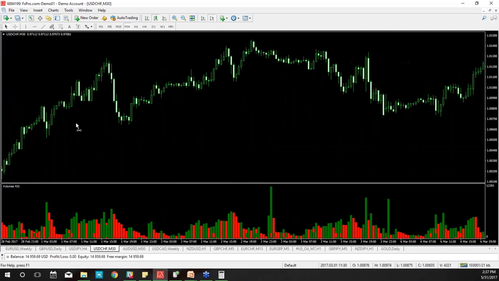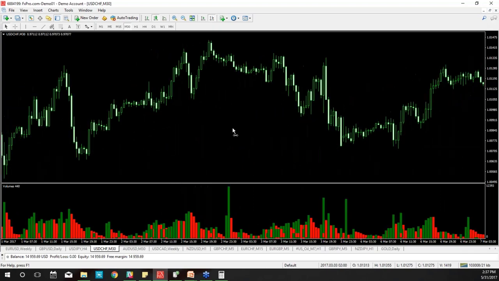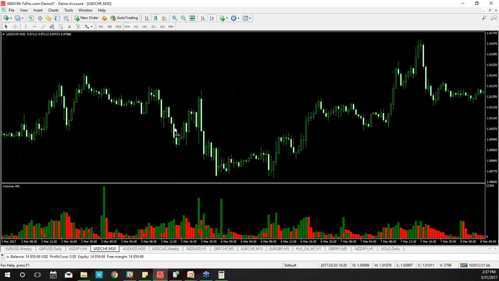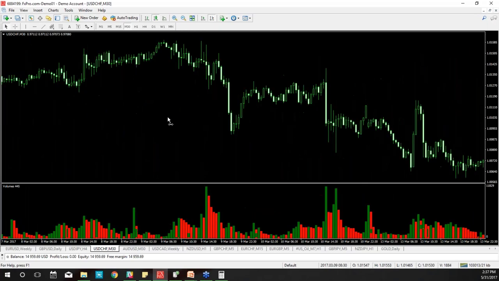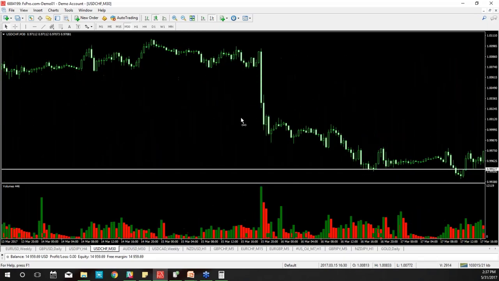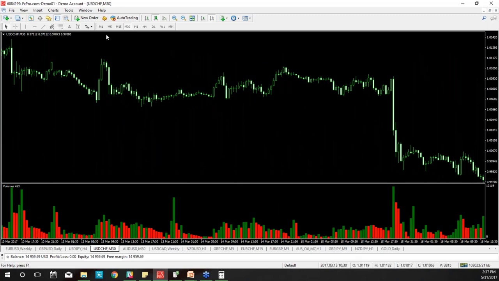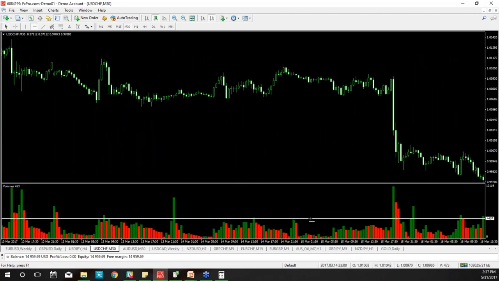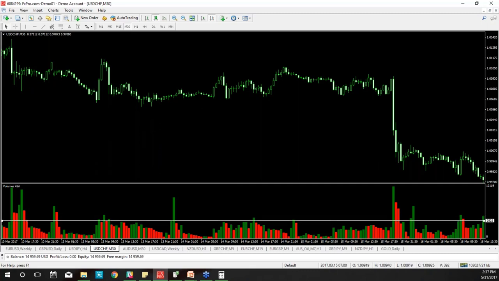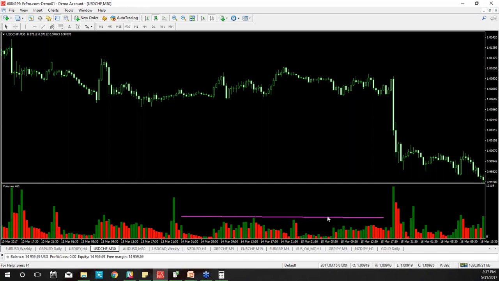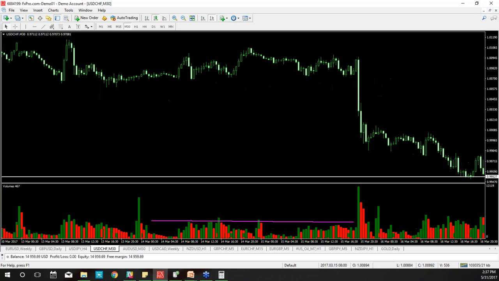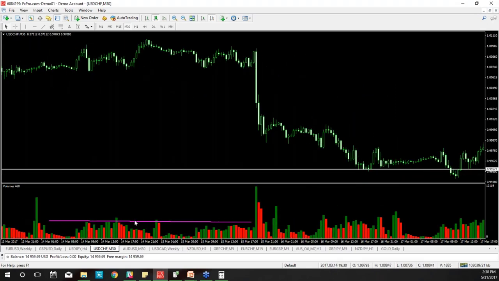Notice, let me give you a proper example of the trading volume. Notice over here, the volume is relatively low. Here it is. It increases from time to time, but it is generally very low. However, suddenly the volume increases sharply.